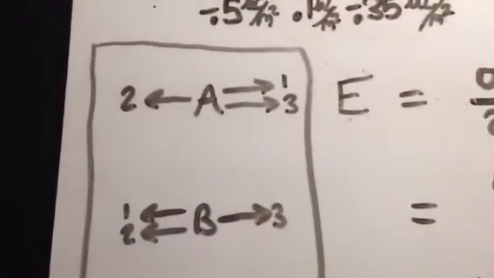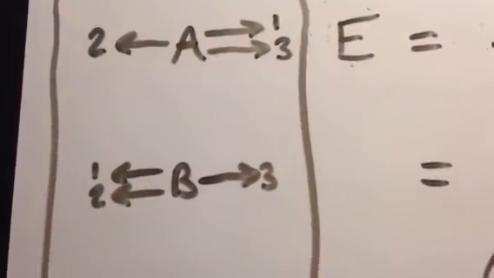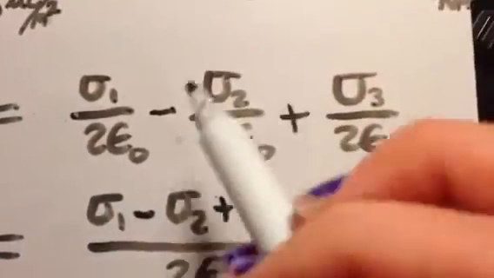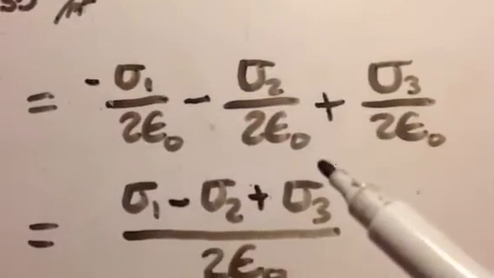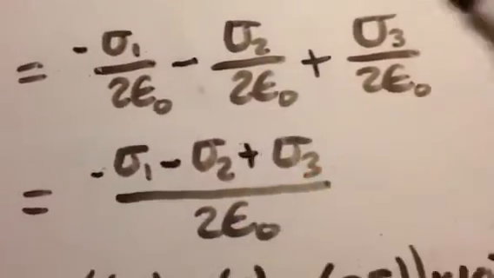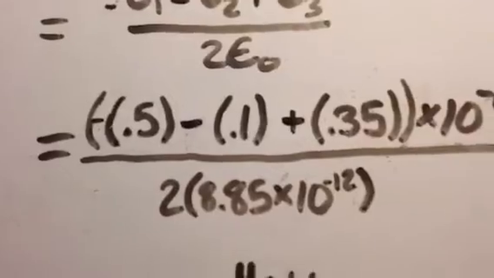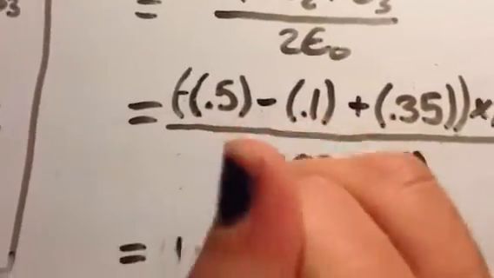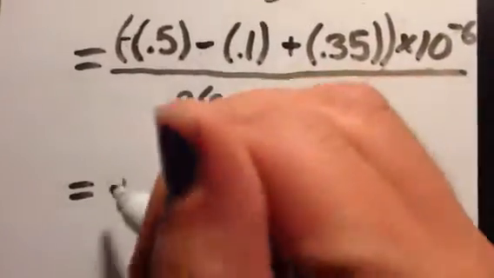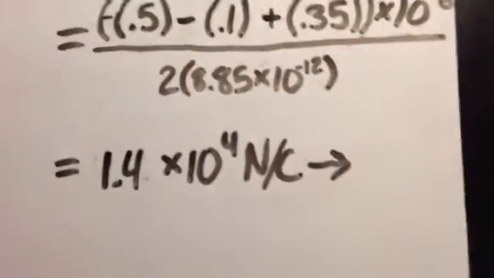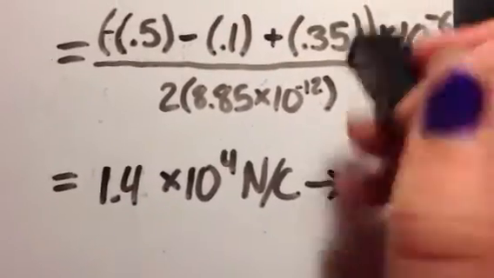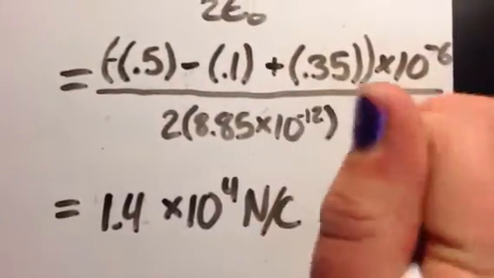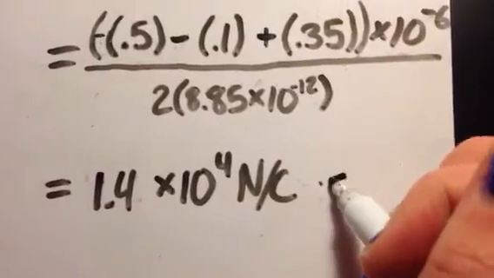Now we do the same thing for B. So we are going to subtract planes 1 and 2 and add plane 3. And this gives us 1.4 times 10 to the 4th newtons per coulomb. But this is to the left.